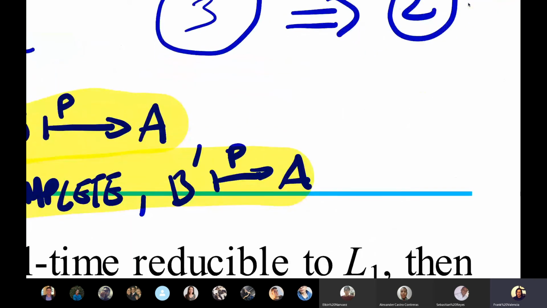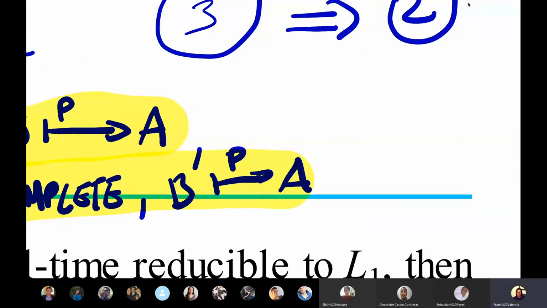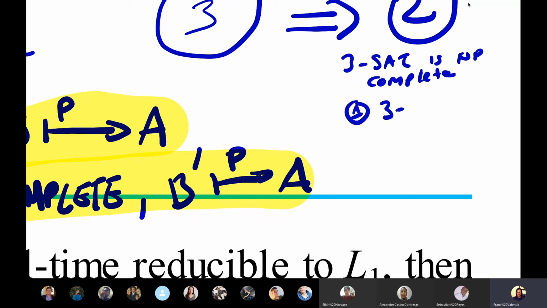So 3SAT is NP complete. Condition 1, show that 3SAT is NP. Can someone do that one?